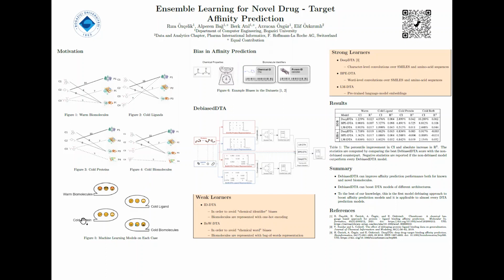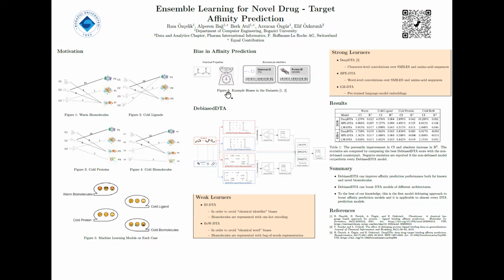Okay. In the literature, we know that machine learning models for drug target affinity prediction are good at predicting the affinities between already known biomolecules, or warm biomolecules in our definition. But they struggle to predict the interactions when either protein or ligand is novel. If both are novel, the challenge is further increased for the affinity prediction model, and thus the performance drop is significant. And in this work, we focus on this problem and try to boost the performance of drug target affinity prediction models, especially on novel biomolecules.